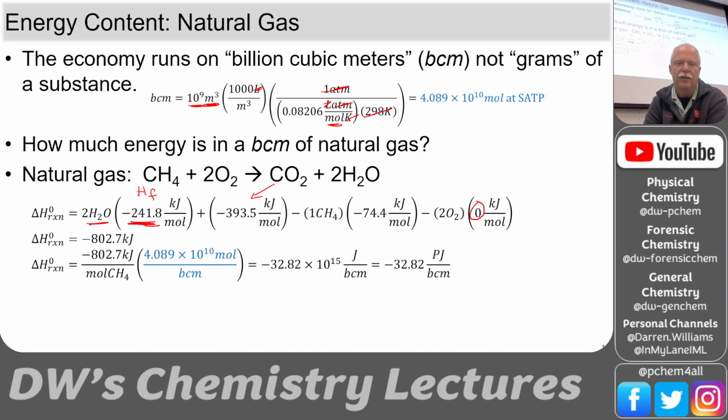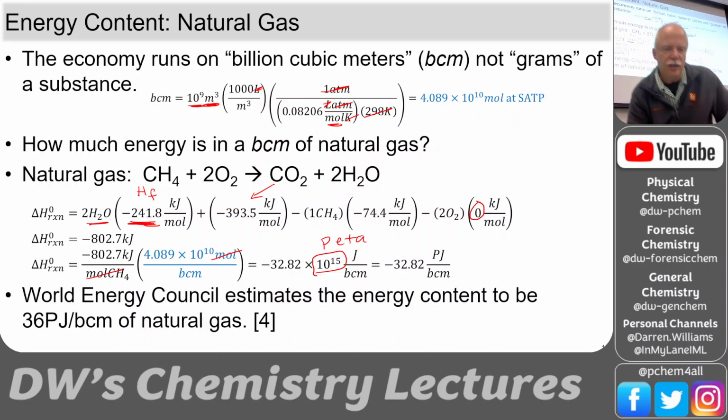So let's convert this over to billion cubic meters. That's per mole of methane. We know there's 4 times 10 to the 10 moles per billion cubic meters. And so we end up with negative 32.82 times 10 to the 15 joules per billion cubic meters. This is peta. Not the organization, but the prefix. And so we end up with 32.8 petajoules per billion cubic meters. Now this is using our straight up in-lab chemistry major skills. And sure enough, that's exactly what we see on the global sites.